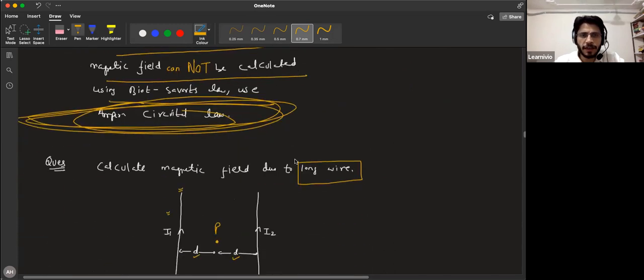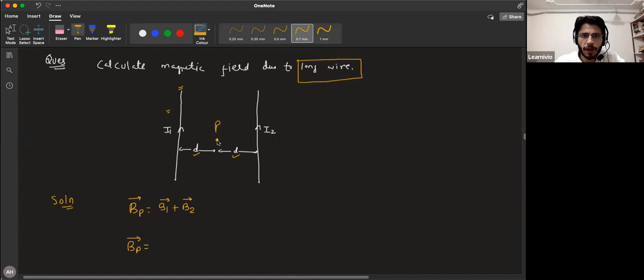Nabil, how much is a here? If I want to calculate the field at point P, this is the formula I'm writing: mu naught I by 2 pi a. How much is a here? Small a is 2D or D? It is D. a is the separation from the wire to the point. So it will be mu naught I divided by 2 pi D.